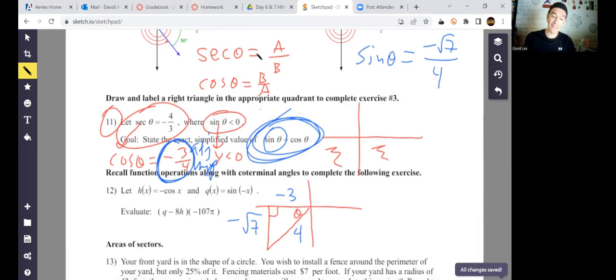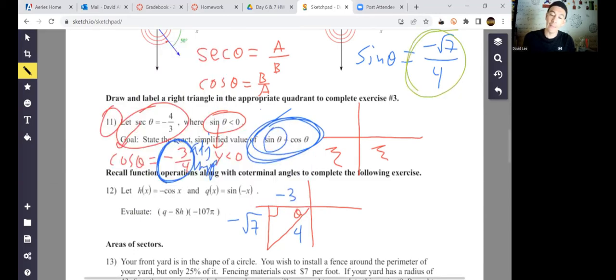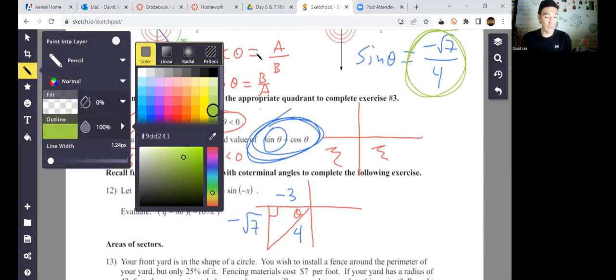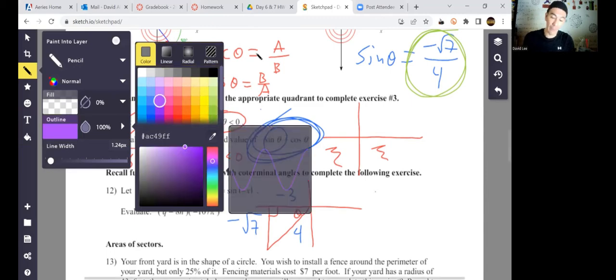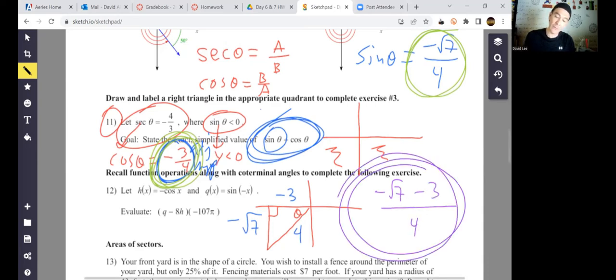So the goal is sine plus cosine, so I have to add together the two fractions here in green, this one with this one. Lucky for us, we already have a common denominator. So if you just combine the two fractions into one fraction here in purple, we get negative square root 7, take away 3, together sharing a common denominator of 4.